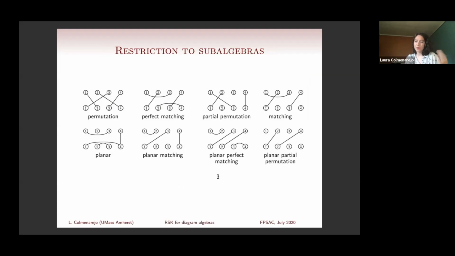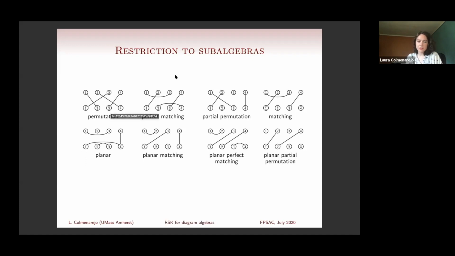Now, one of the good points of this bijection, apart from other properties that it has, is that it's well behaved with respect to the restriction to subalgebras. So let me tell you what I understand by restricting to subalgebras. I was defining the partition algebra with diagrams, so I can impose properties on those diagrams. So for instance, if I want a permutation, I just have to link something from the top row with only one thing at the bottom. So if you see here, 1 is linked to 2 bar, 3 is linked to 1 bar, 2 to 4 bar, and 4 to 3 bar.